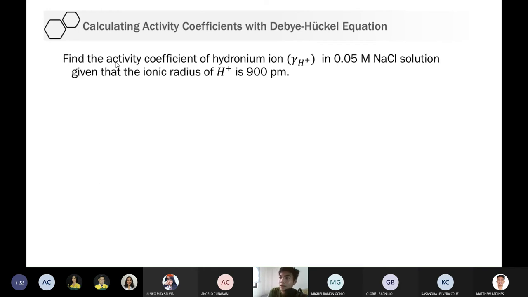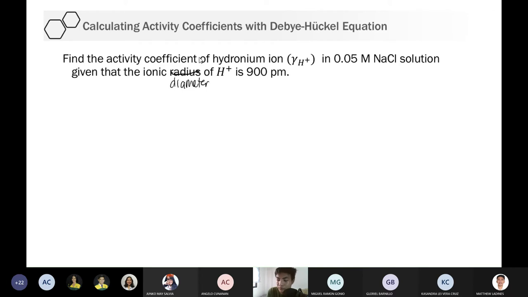So let's answer this problem. Find the activity coefficient of hydronium ion, gamma H+, in 0.05 molar NaCl solution, given that the ionic diameter of H plus is 900 picometers. So, we are asked to find the gamma. And we have a 0.05 molar NaCl solution. So, this is a diverse ion solution.